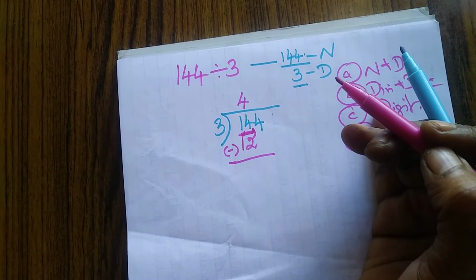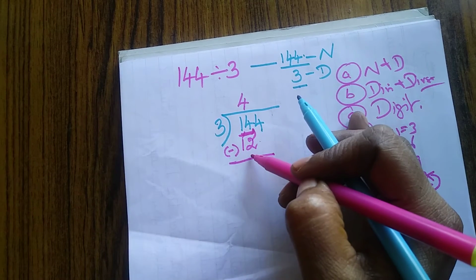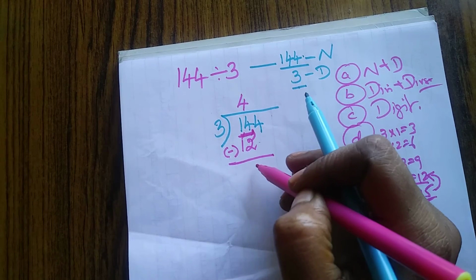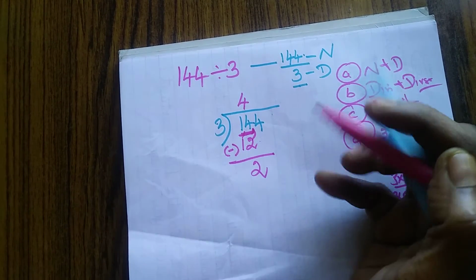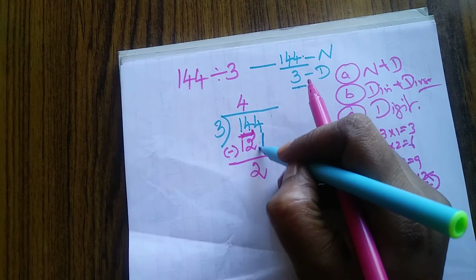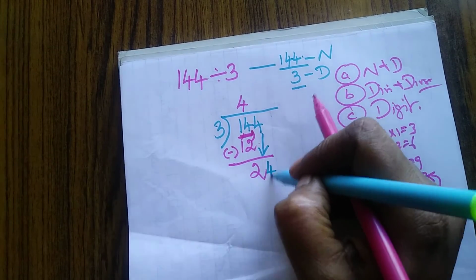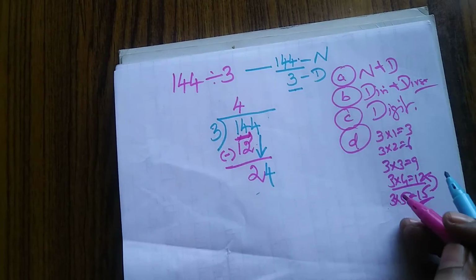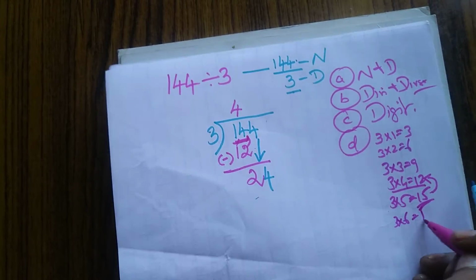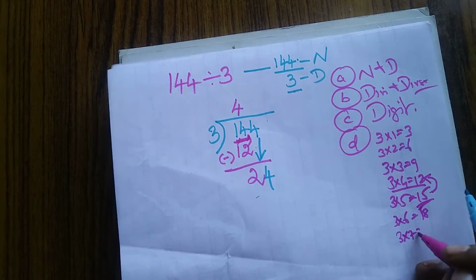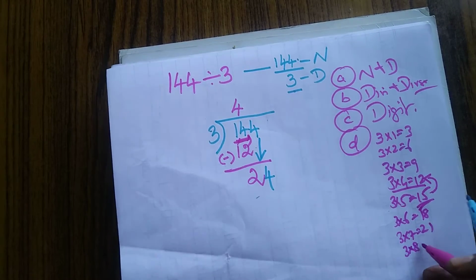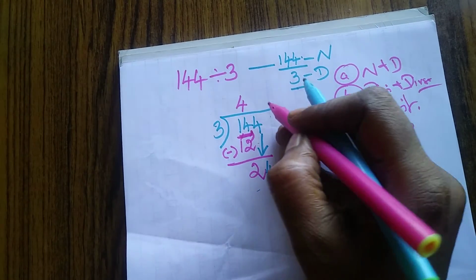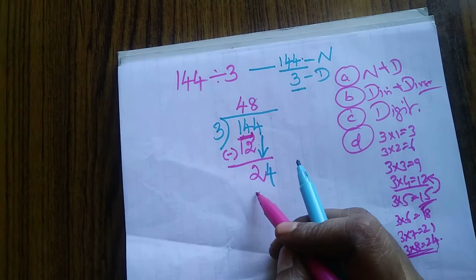It is subtracting. So what will happen if 12 is subtracted from 14? You know after 2, 3 and 4, so there are 2 fingers. So 2, and now you have to put down the next digit. Again this is 4. Now this is 24. Now you have to again continue with the table till 24. So 3 sixes are 18 and 3 sevens are 21. 3 eights are 24. So again we are going to write 3 eights are 24.